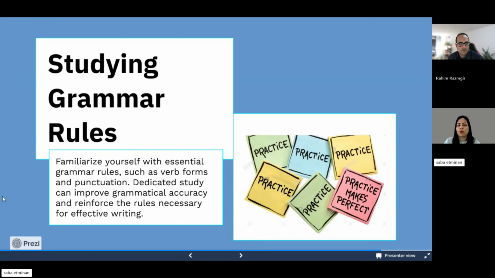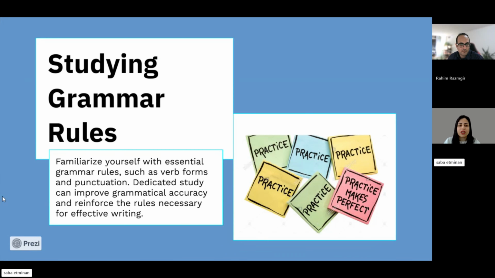And studying grammar rules. It's very good that we try to familiarize ourselves with essential grammar rules, such as verb forms, punctuation. Dedicated study can improve grammatical accuracy and reinforce the rules necessary for effective writing. It is important to consider some time studying, actually, not just let it go as it happens.